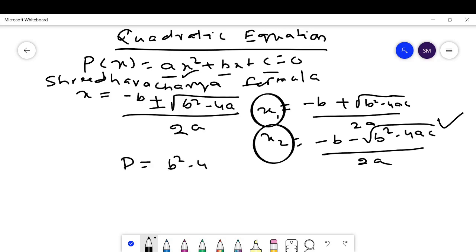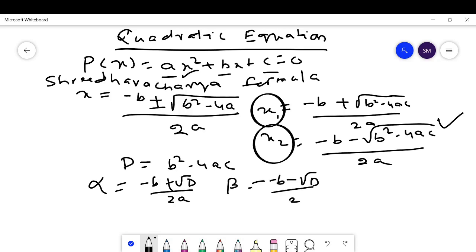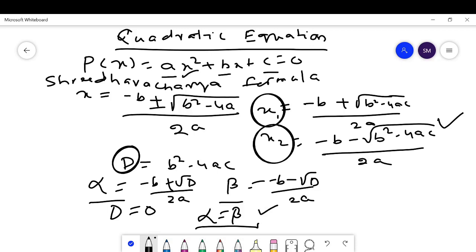Suppose d is b square minus 4ac. The first root alpha is equal to minus b plus square root of d upon 2a, and the second root beta is equal to minus b minus square root of d upon 2a. The type of roots you get depends upon the value of d. If d is equal to 0, then alpha is equal to beta. They are all real roots.